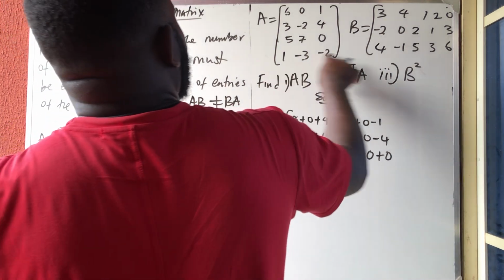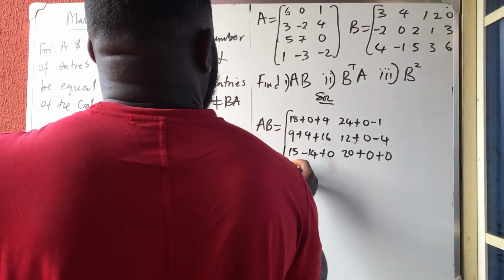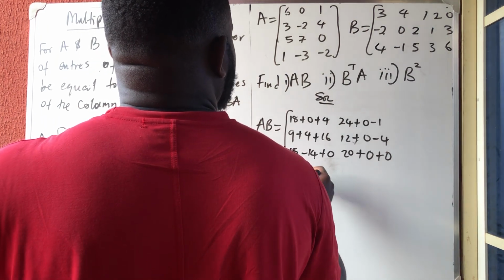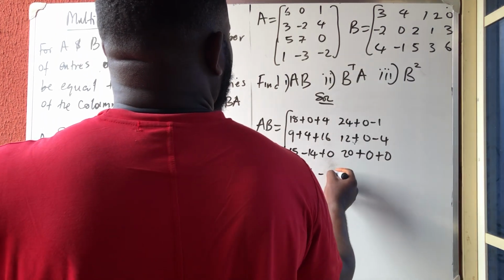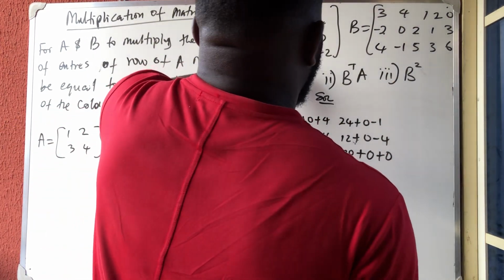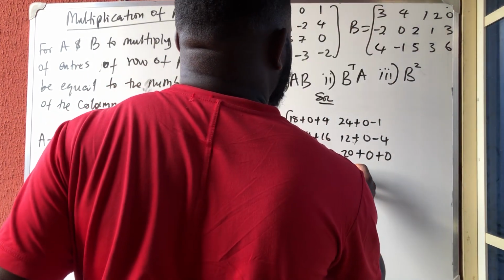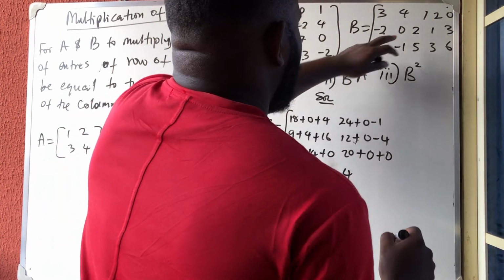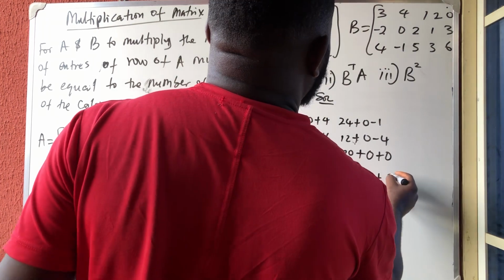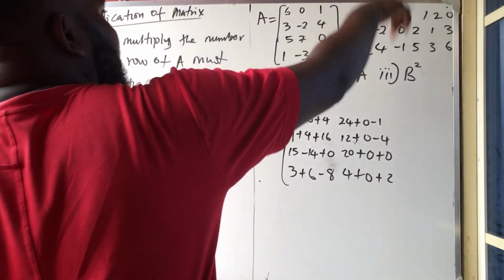Okay, so the last one now, 1 times 3 is 3, minus 3 times minus 2 is 6, minus 2 times this is what? Minus 8. So this one will still move the other way again. 1 times 4 is 4, minus 3 times 0 is 0, minus 2 times minus 1 is plus 2. So you have to complete it.